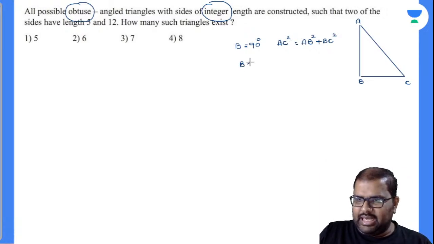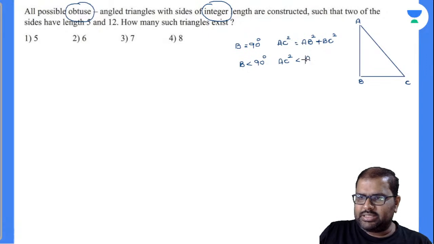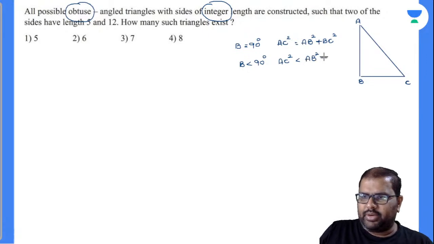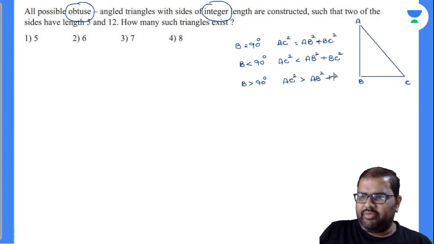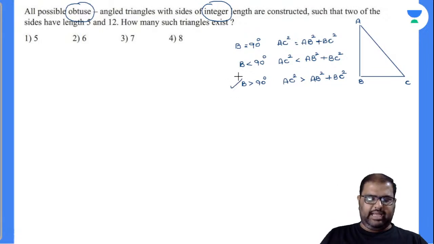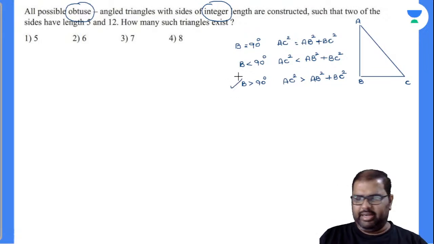If B is less than 90 degrees, it will be an acute angle, so AC square is less than AB square plus BC square. This is the property. Now, if B is greater than 90 degrees, AC square will be greater than AB square plus BC square. This is the condition that we have to use. Apart from the basic condition, the sum of two sides of a triangle must be greater than the third side.